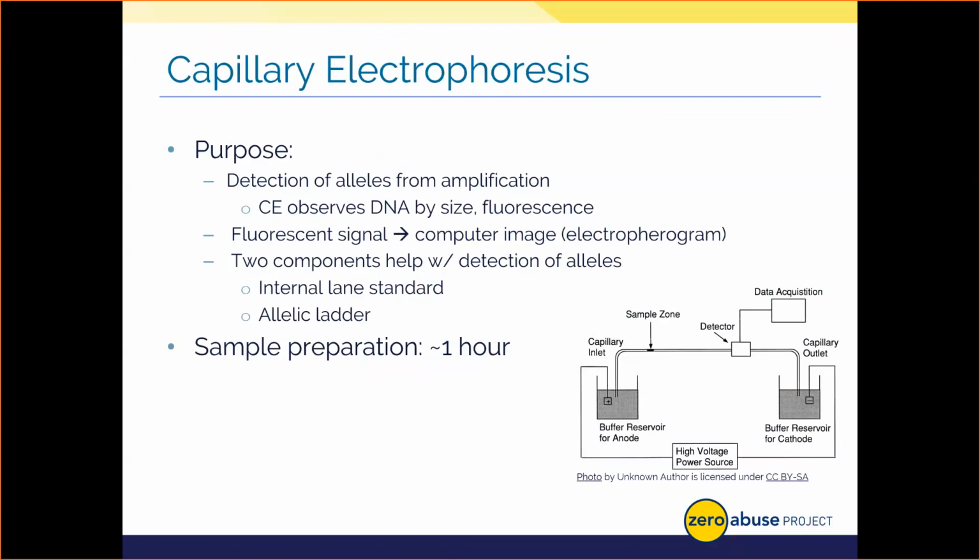The fluorescent signal is converted into a computer image known as an electrophoregram, or a readable report of what alleles are present at a given locus for all loci tested within our kits. We know what alleles are present for a given locus because we run all samples with what's called an internal lane standard, or ILS, and an allelic ladder. The ILS is DNA of known sizes. It's used to assign sizes to the DNA fragments from your sample.